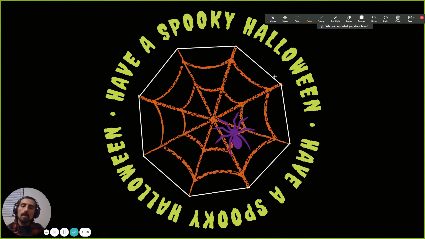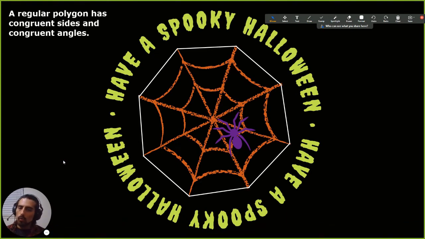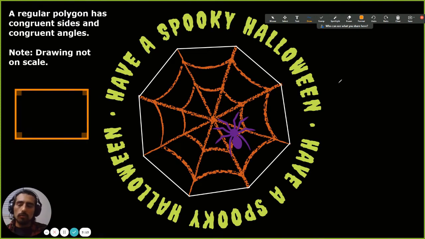Now the figure that we created is an octagon, and we're going to assume that this is a regular polygon. A regular polygon has congruent sides and congruent angles, meaning that all the dimensions are the same. And as a side note, this drawing is not to scale.